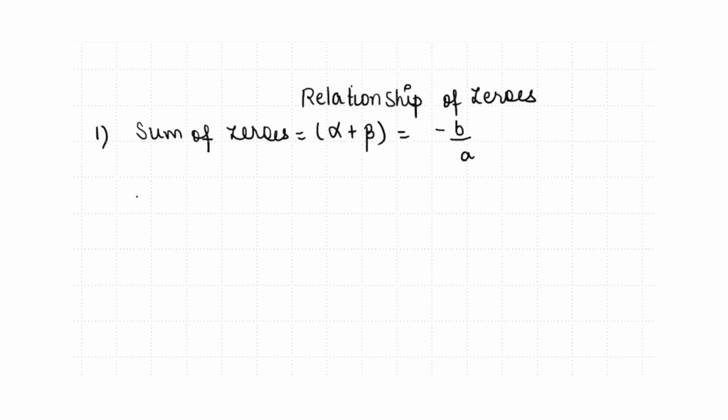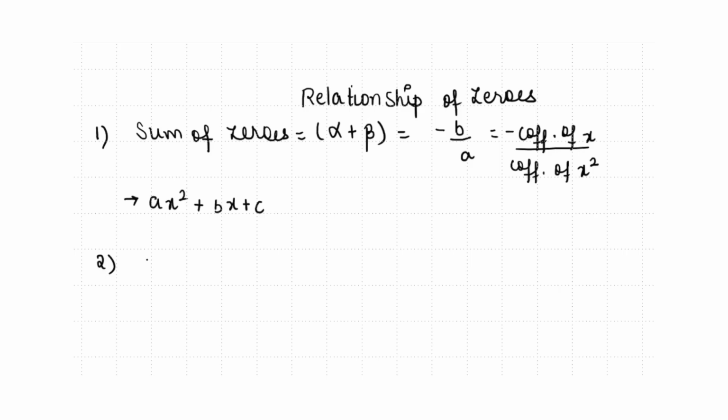What is this b upon a? We are writing the equation of a polynomial in the form of ax square plus bx plus c. This is the equation of algebraic expression of a polynomial in which a is the coefficient of x square, b is the coefficient of x, and c is the constant term. So it can be written as negative of coefficient of x divided by coefficient of x square. This is the sum of zeros. Let's talk about the product of zeros.